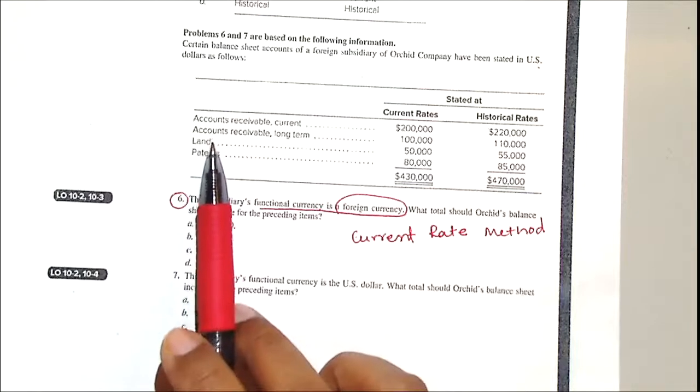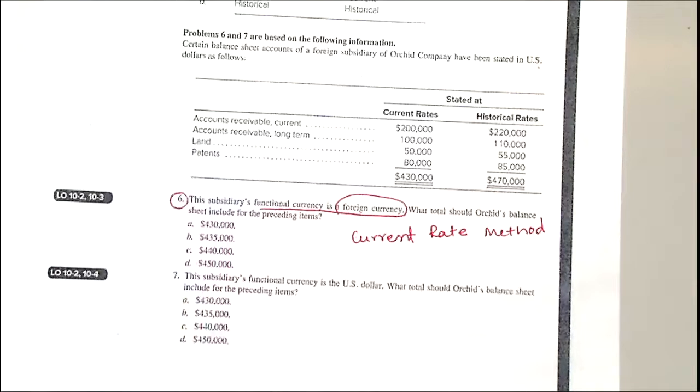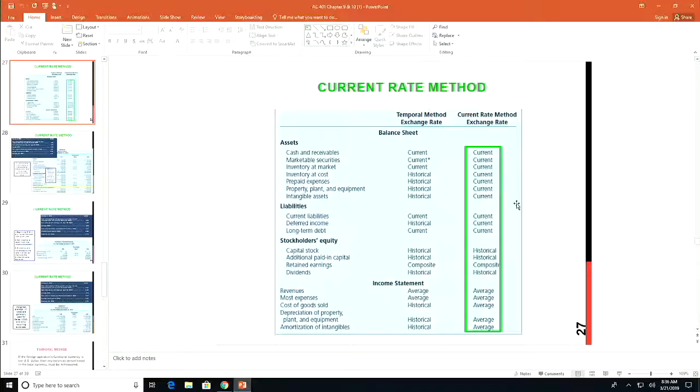Account receivable, current, long-term, land, patent. Account receivables, I don't have any extra table, but someone can help me. Here, I got it. Account receivables, look here. So cash and receivables, no matter whether the receivable is short term, that means you're going to receive it in 6 months, or long term, that means it will take more than a year. What rate do you need to use?